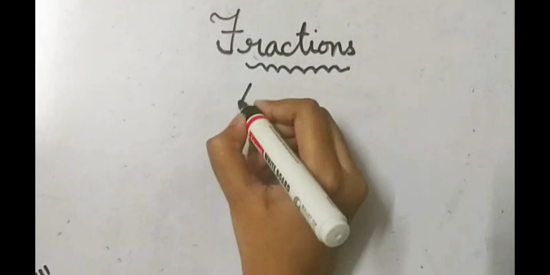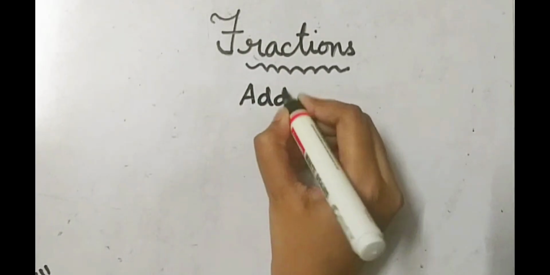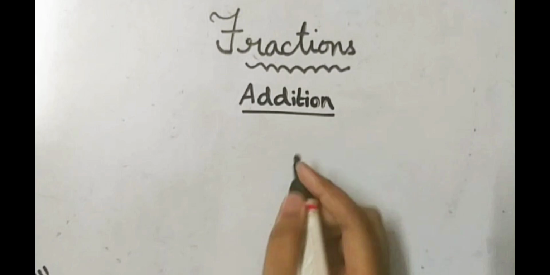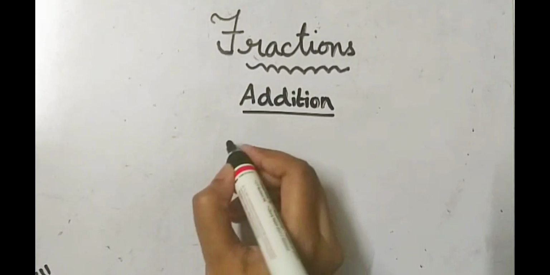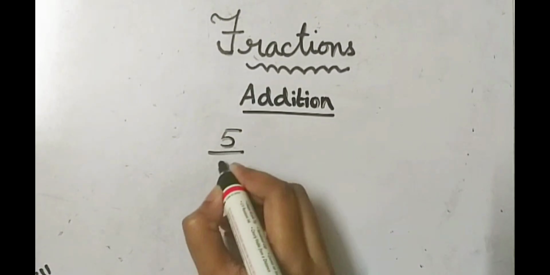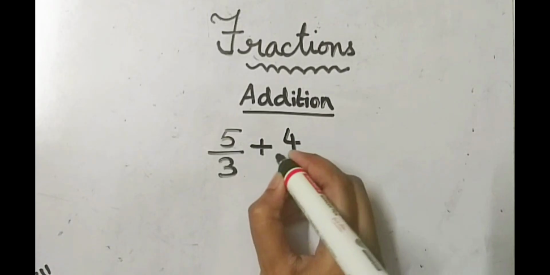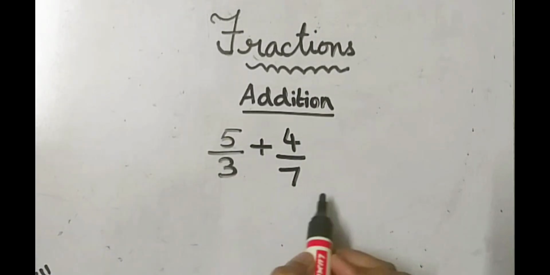Addition of fractions. We'll take one problem: 5 by 3 plus 4 by 7. Okay, this is the problem.